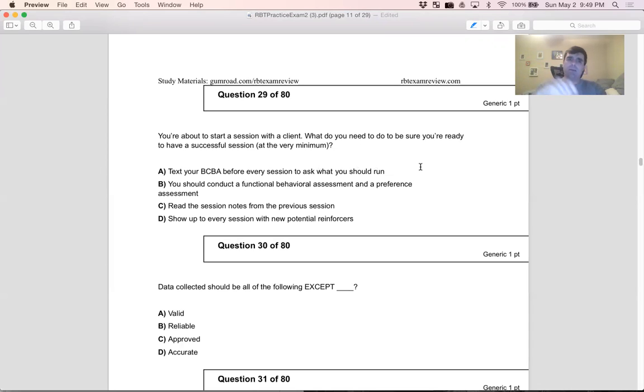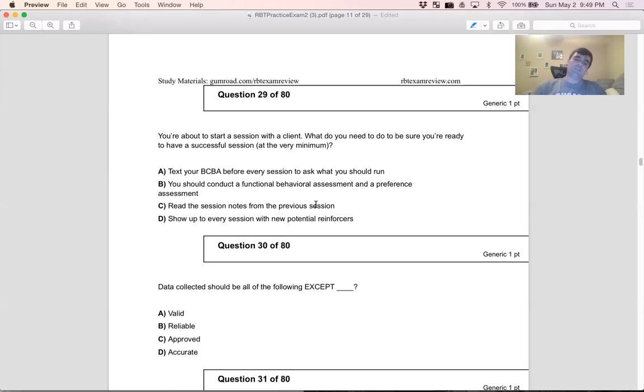Okay. B, you should conduct a functional behavior assessment and a preference assessment. Again, not necessary to do every session. Okay. You don't need to do FBAs every session. Preference assessments, depending on the client, okay, you might need to do, but doing a full behavioral assessment, not necessary.